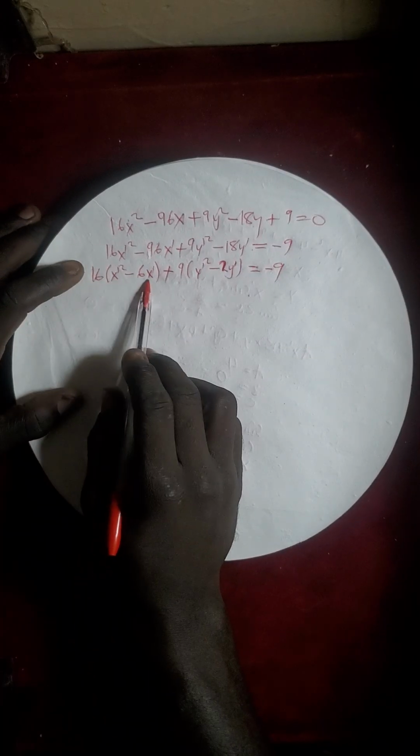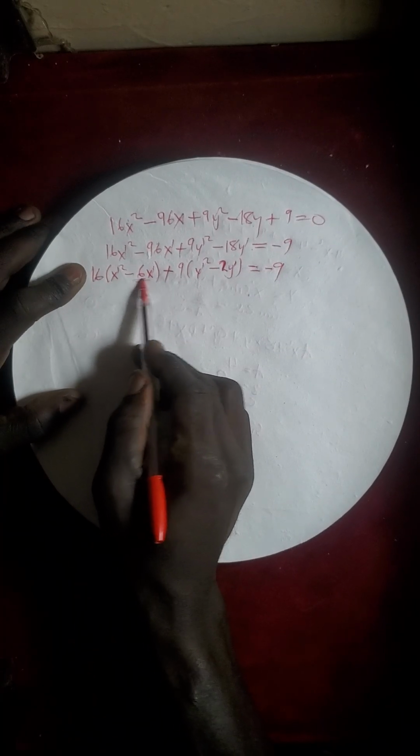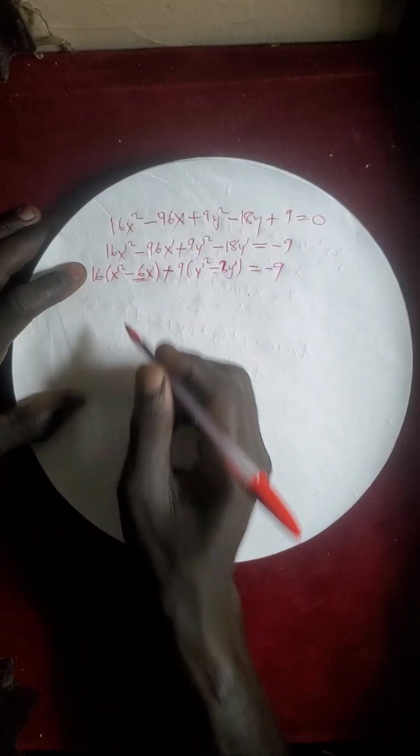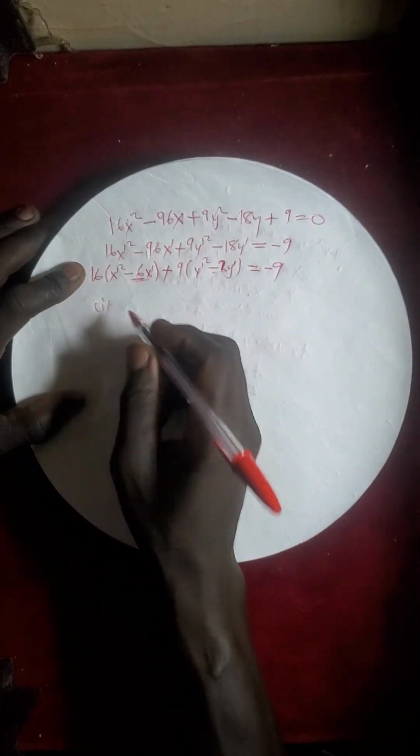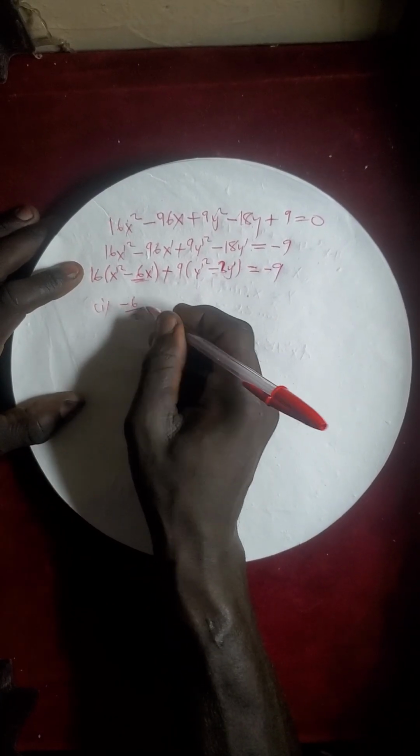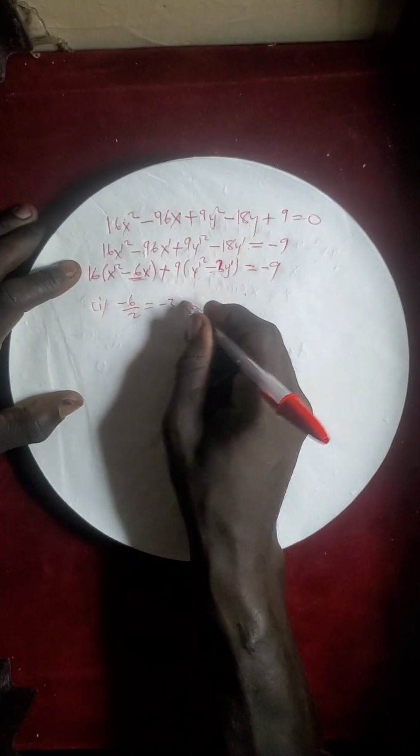So that's what we have for a start. Just like we did, let's target the numbers in this number and this number. As we said, we name it part 1. So it is 6 divided by 2, which is 3. Then we square it.